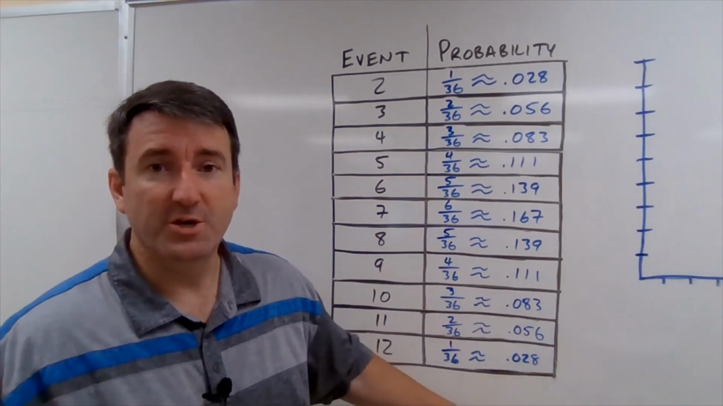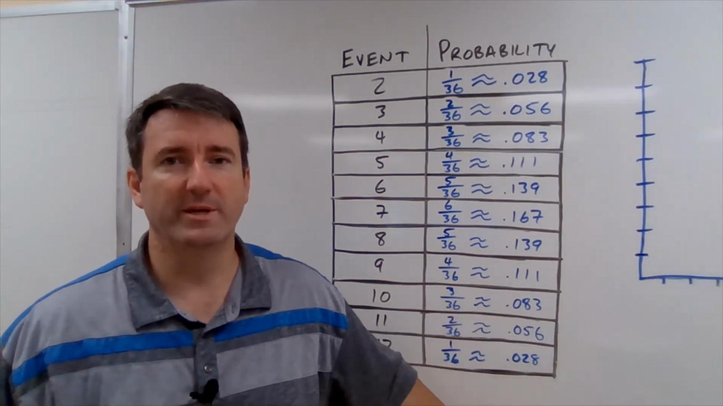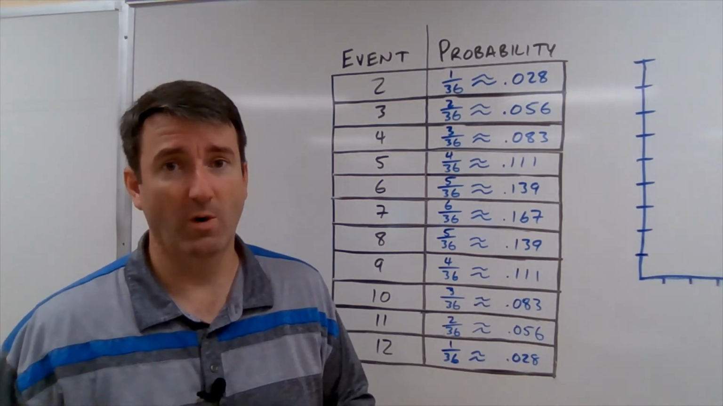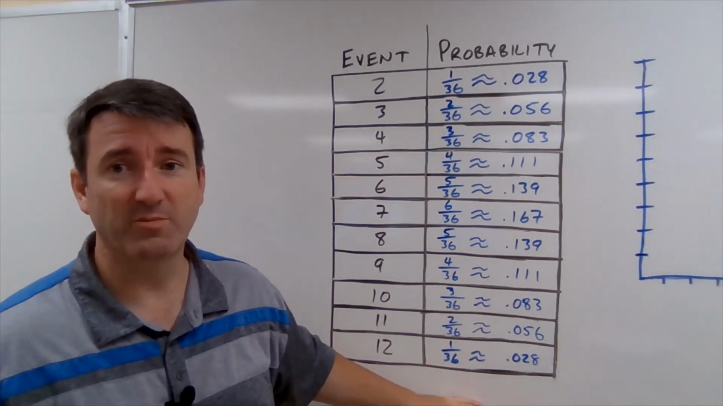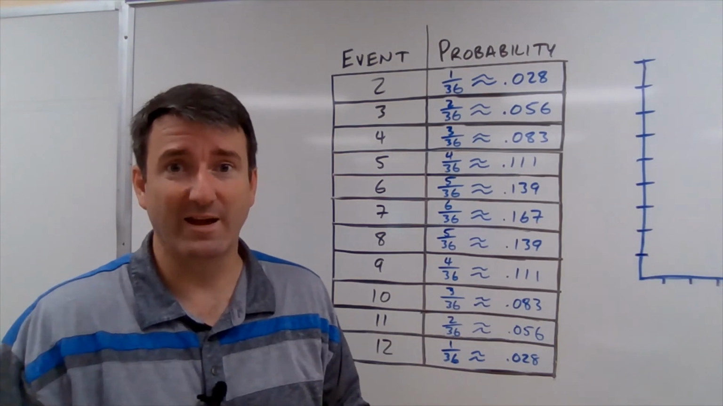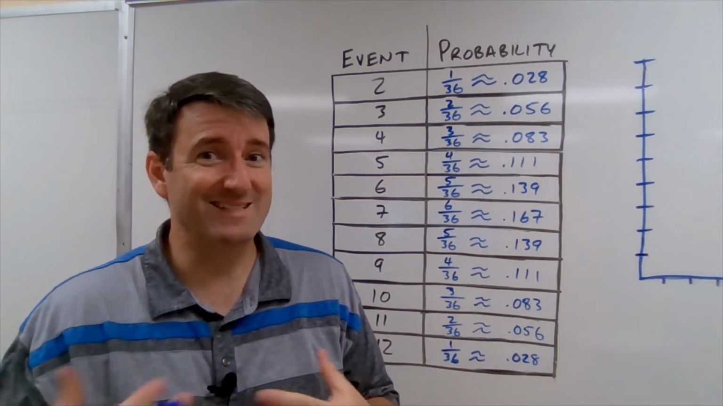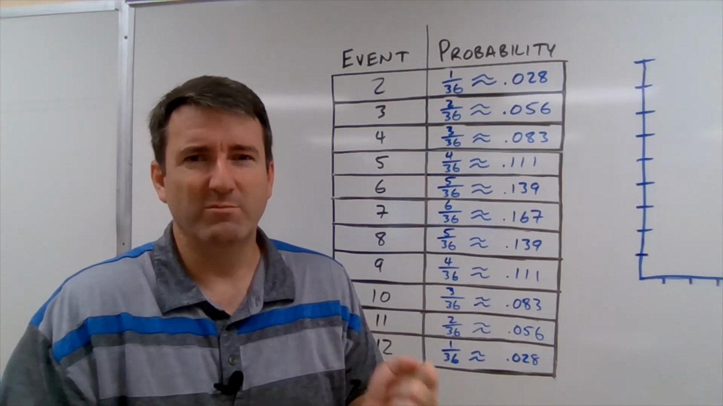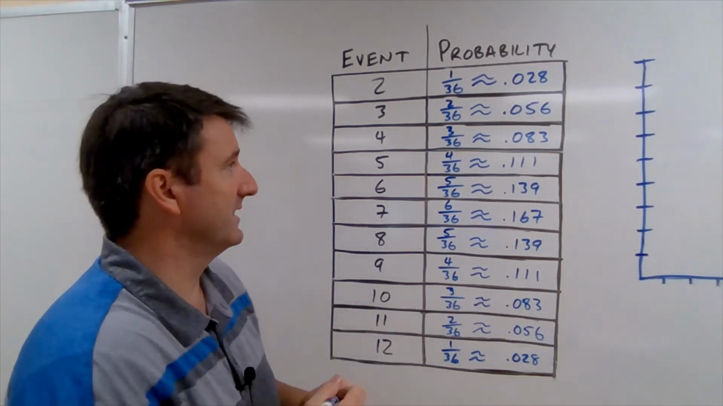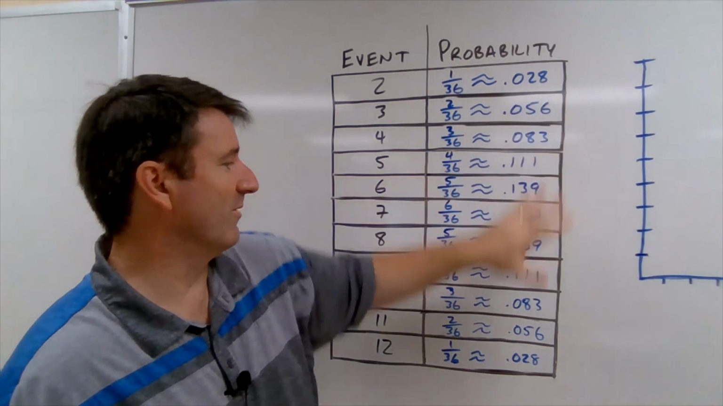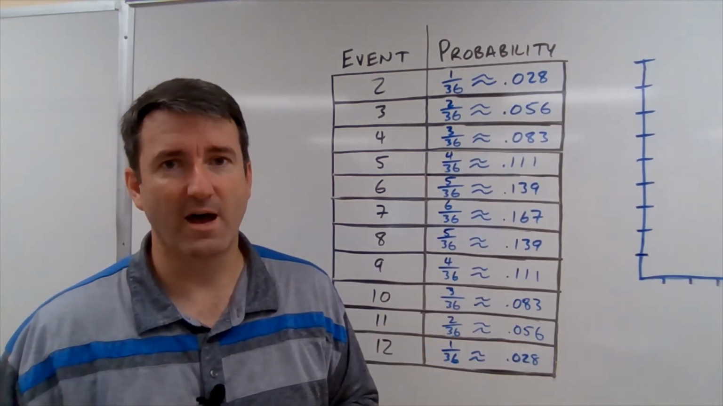0.028. The total probability for any probability distribution should always be 1. And if you add up all of these probabilities, you'll find that they do add up to 1. Now, if you add the decimal probabilities, they might not be exactly 1. It might be 1.001 or something like that. And that's because we've rounded all of these decimal places off.